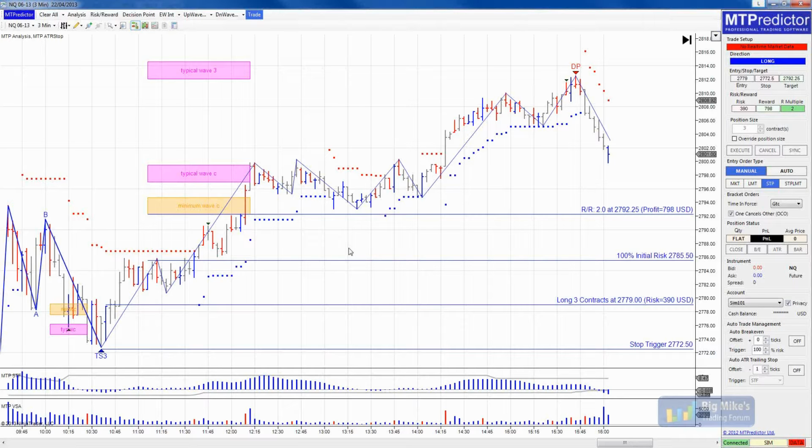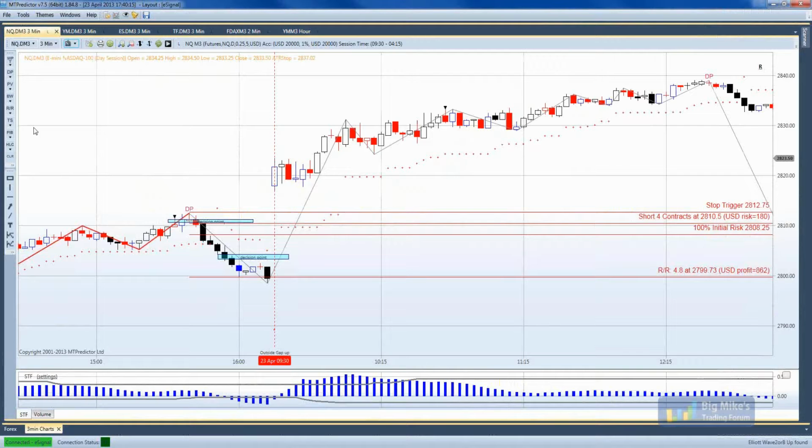Okay, so I see Adam asking if it's compatible with Sierra Chart. The standalone version would work with that. You mentioned all the data feeds. What were they again? Right. We go to tools.